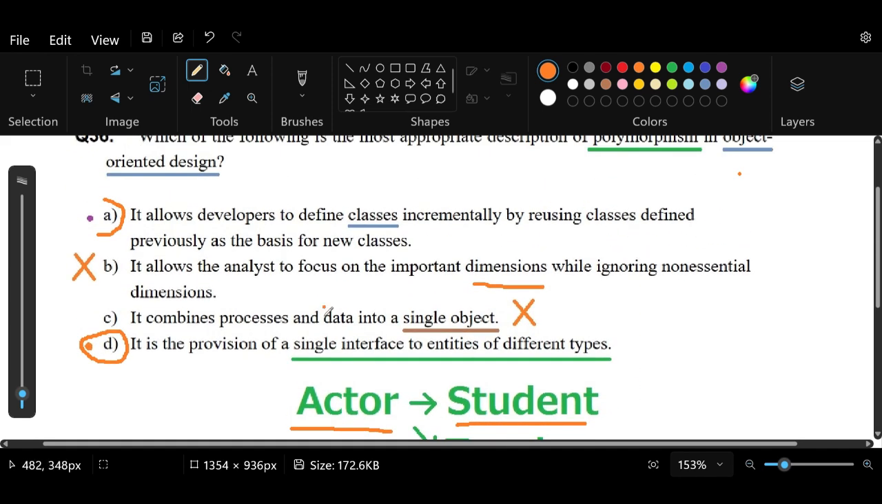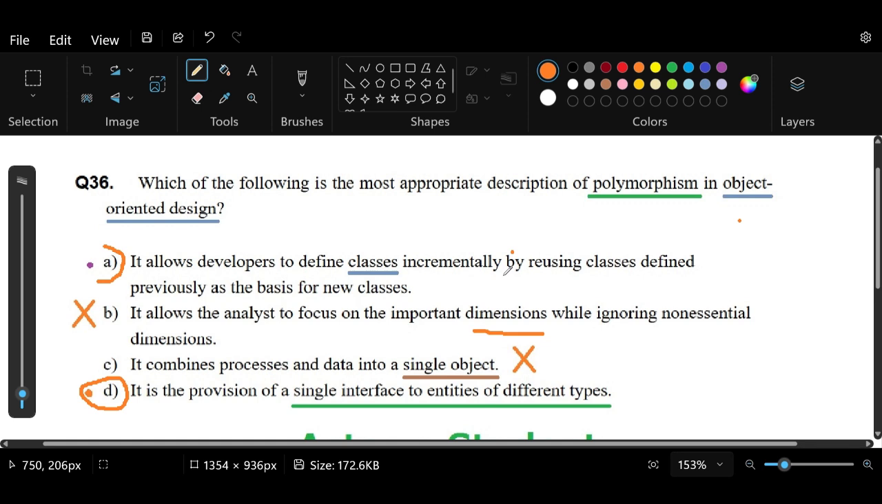Therefore, if we are to think about which one among the choices is telling us that polymorphism is this particular description, it looks like D is the best answer.